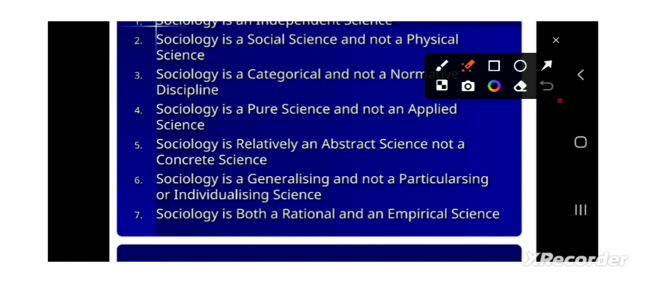Sociology is relatively an abstract, not a concrete science. Abstract science deals with general principles and concepts, for example social relationships, norms, power.